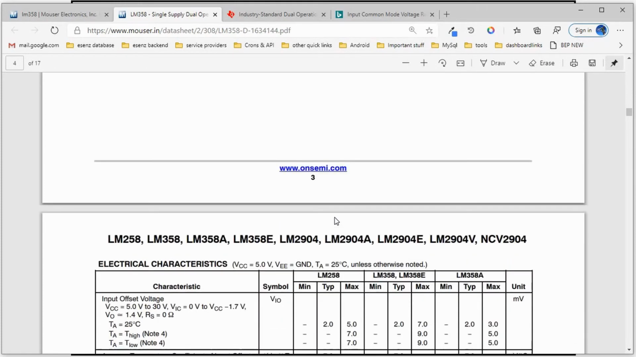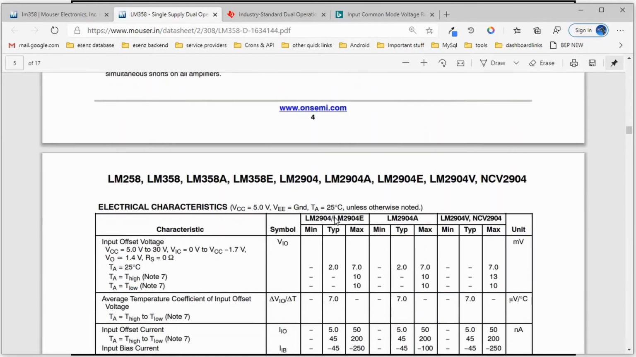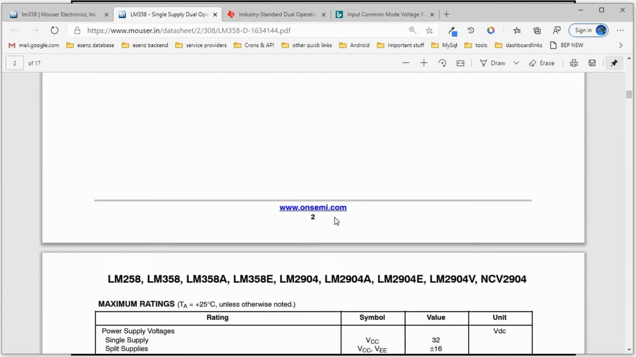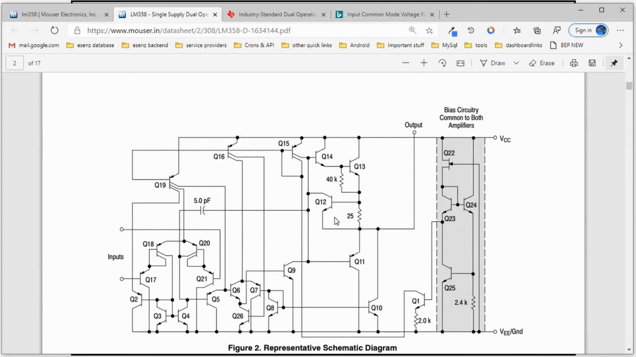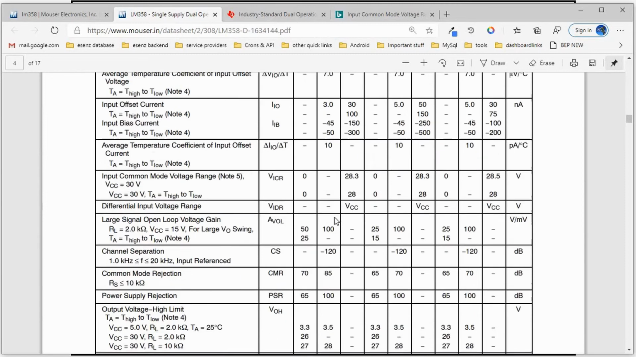Then there are the normal characteristics. As and when we go on building applications, you can go through them and you will be able to understand. So this is what we have to pick up from the data sheet.